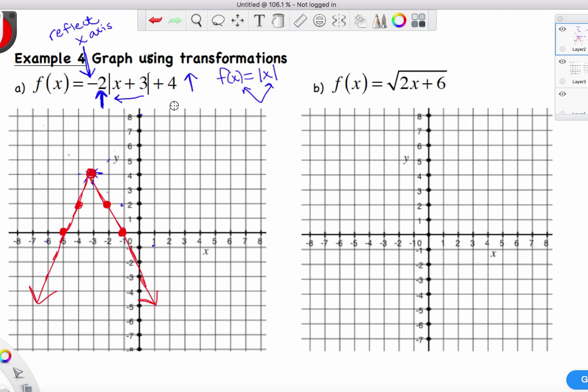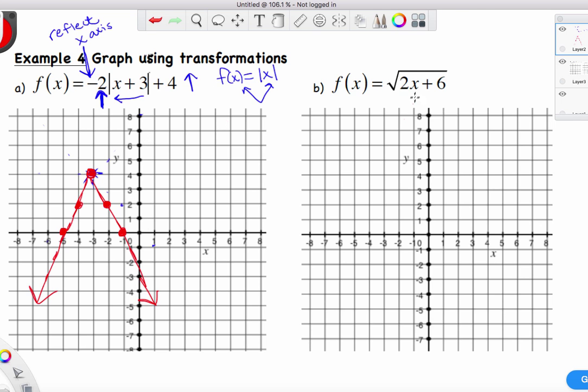So our graph was shifted to the left 3, shifted up 4, reflected and flipped over the x-axis, my pretend x-axis, and then also all the y values were doubled. So instead of going down 1, I went down 2. Instead of going down 2, I went down 4. Instead of going down 3, when I go over 3, down 3, I'd have to go over 3, down 6.